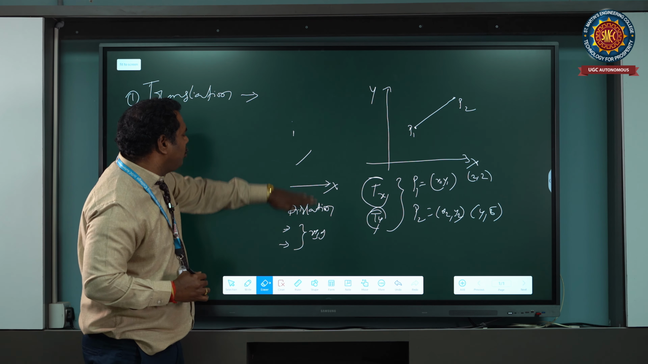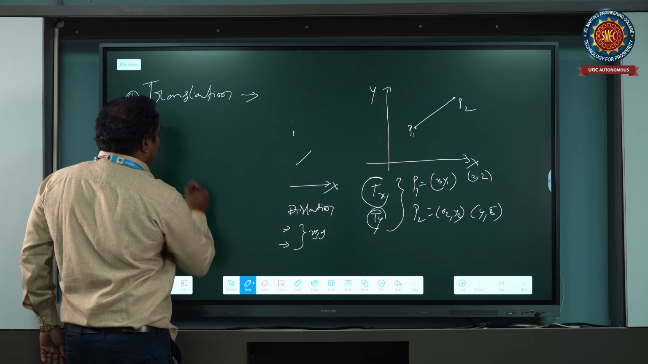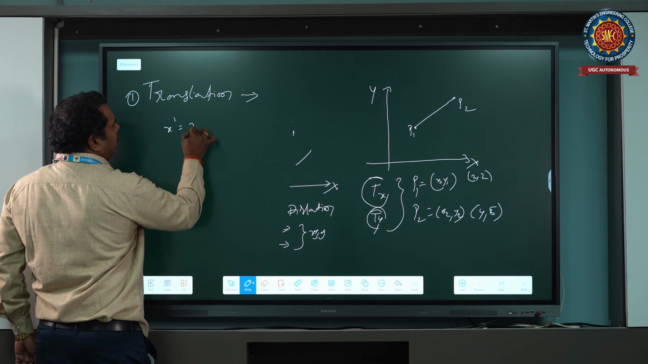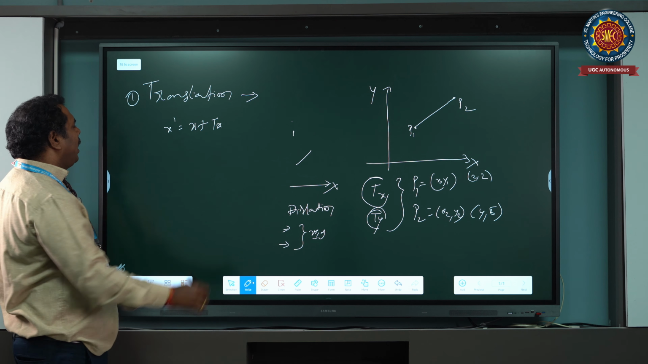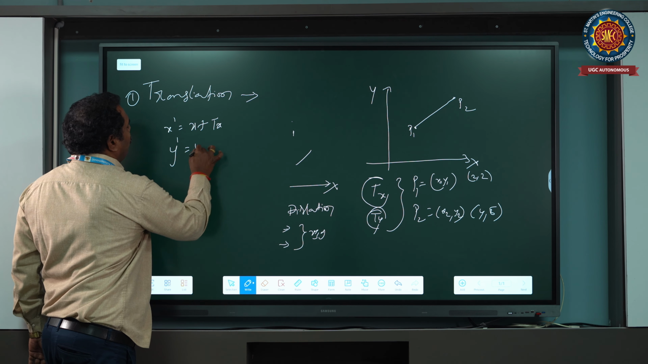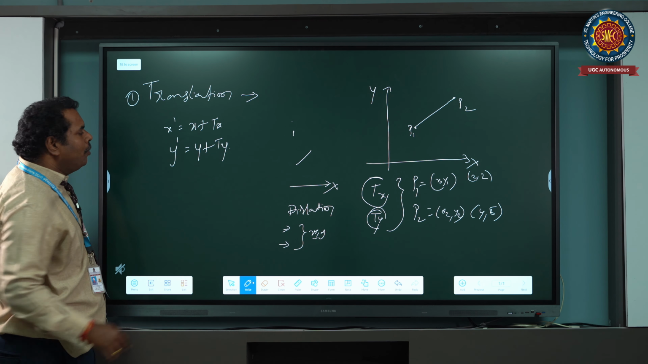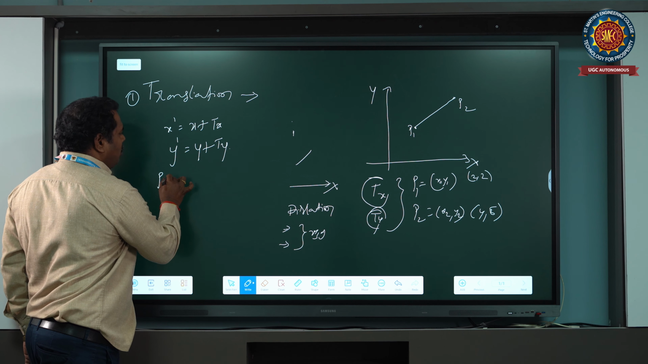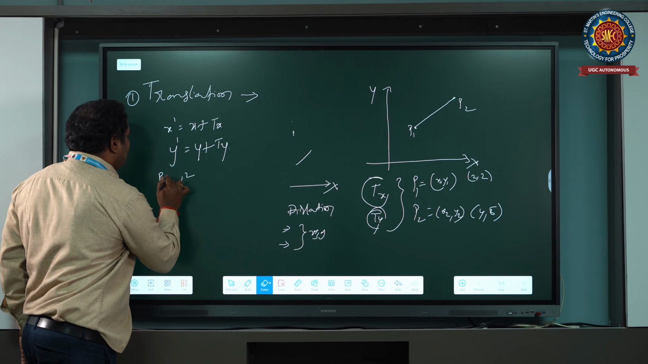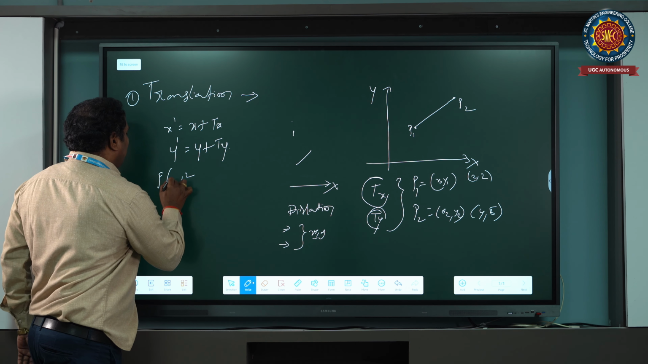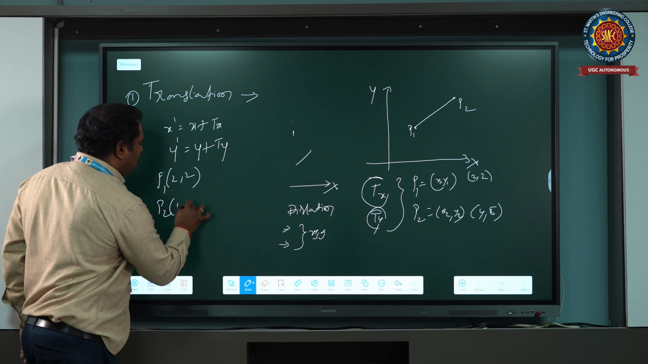In translation, if you want to perform any translation operation, then x bar equals x plus tx, and y bar equals y plus ty. Here I am taking an example of P1. The P1 values are 2, 2 and P2 values are 4, 5.